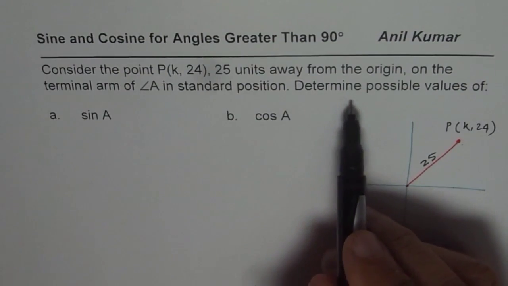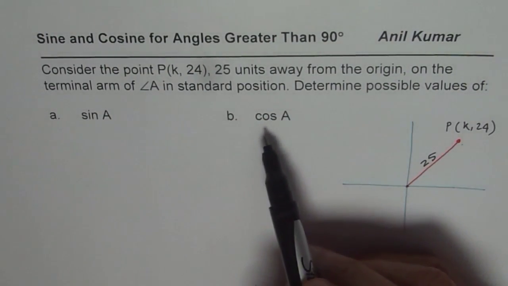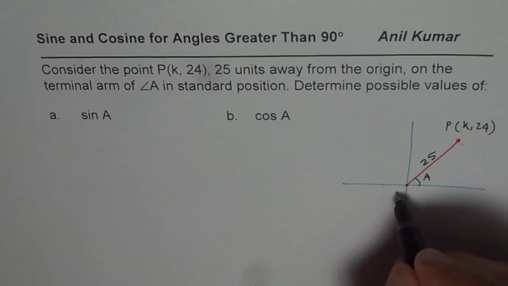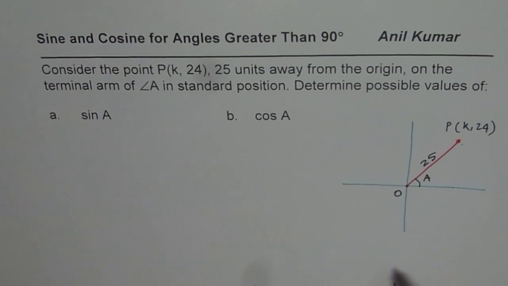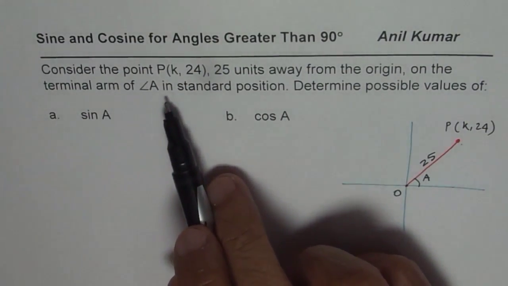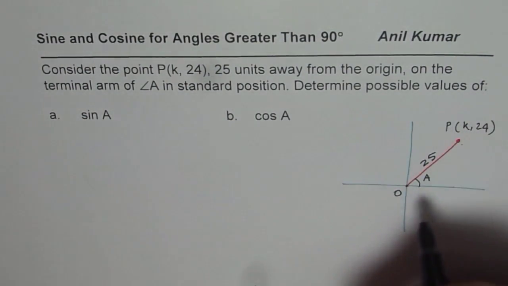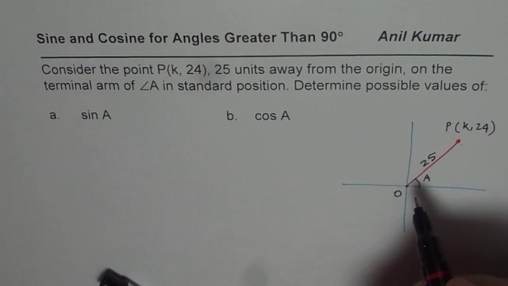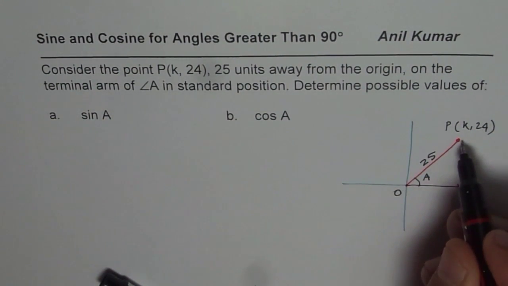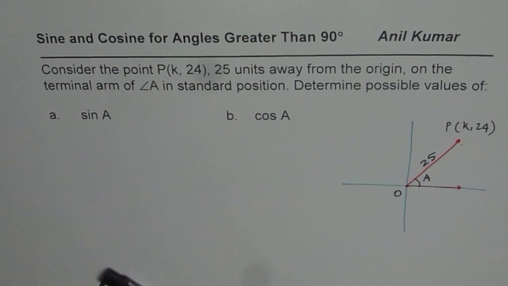Now we need to determine possible values of sine A and cosine A. So the angle A is here, that's what we are considering. That is the point P, that is the origin, and when we say the terminal arm of angle A in standard position, it means that the initial arm is along the x-axis, correct? That is the initial arm, and the terminal arm goes through point P. So that becomes the angle A.